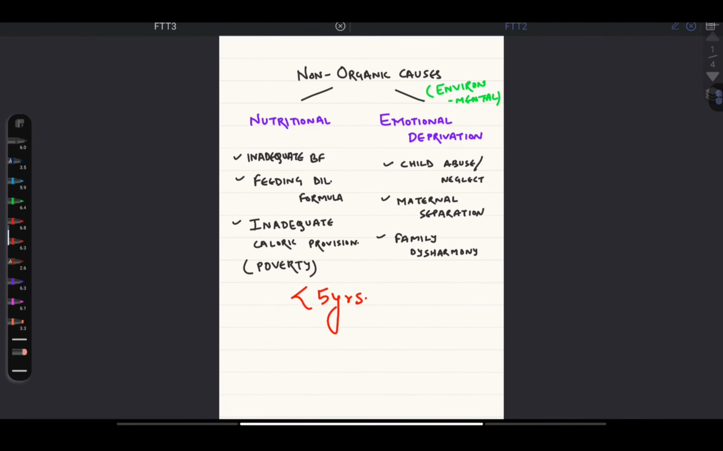So let's first dive into the non-organic causes, which can be further classified as nutritional causes and emotional deprivation. Nutritional causes include inadequate breastfeeding, feeding diluted formula milk, and inadequate caloric provision due to poverty. And emotional deprivation refers to child abuse or child neglect, maternal separation due to any cause such as maternal illness, depression, etc., and family disharmony. It is to be noted that children with non-organic failure to thrive usually present early, by 5 years of age, right?